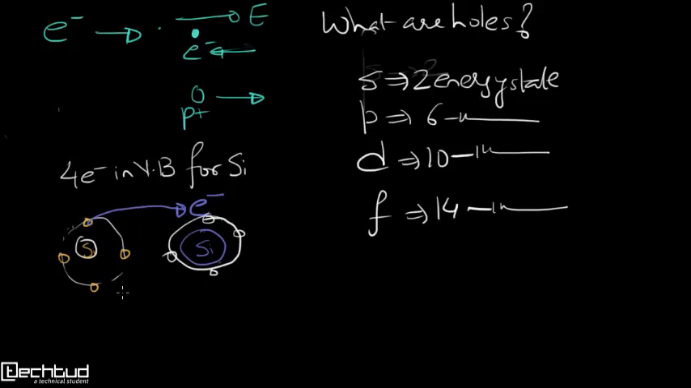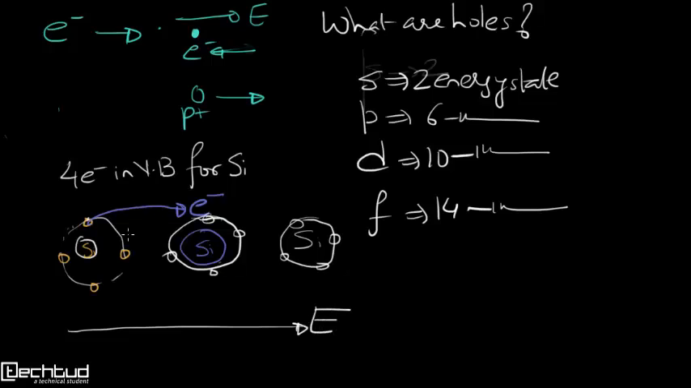Now what happens if you apply an electric field? Suppose these atoms are tightly packed. The electrons in the valence band will have a tendency to cross this energy barrier and move to the other valence band of silicon. Suppose there is one more silicon atom, and again the 4 electrons, and suppose this electron has left. You have applied the electric field in this direction. What happens is that this electron will go in the opposite direction of the electric field.